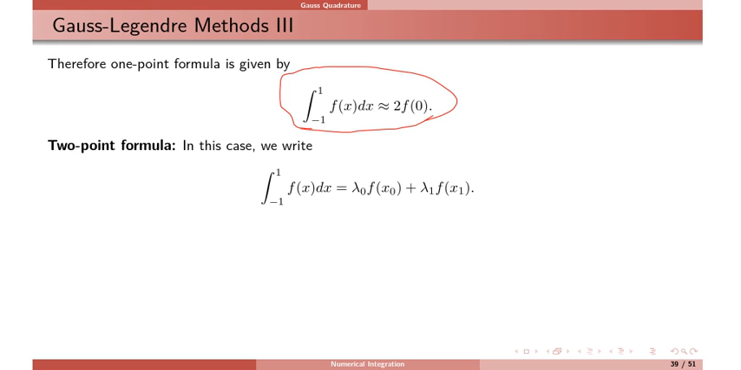Now we derive the 2-point formula. Two points means the integral from -1 to 1 of f(x) dx is calculated at two points x0 and x1, so lambda 0 f(x0) plus lambda 1 f(x1).